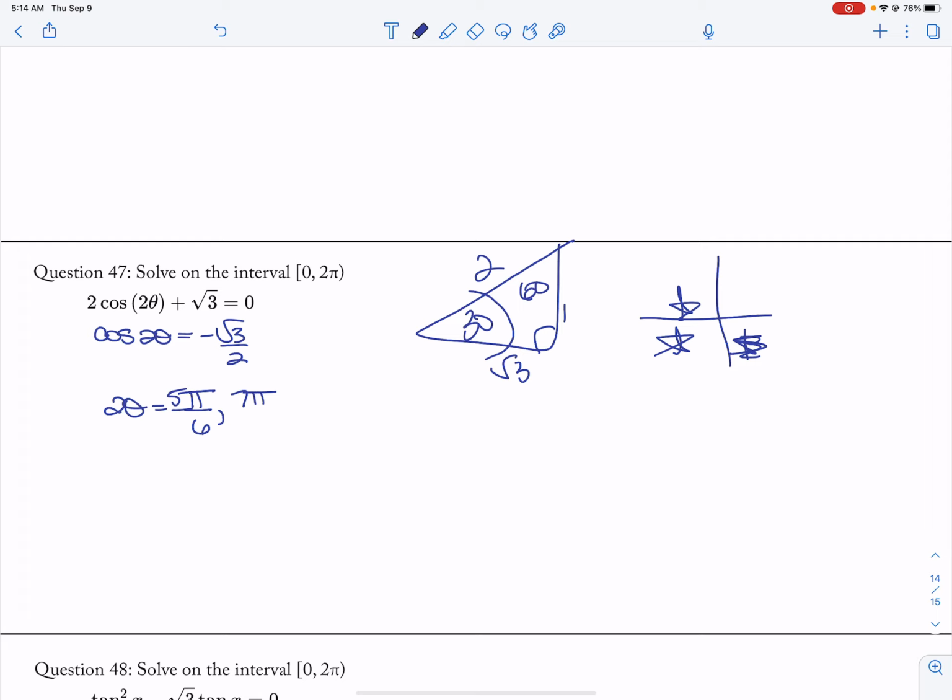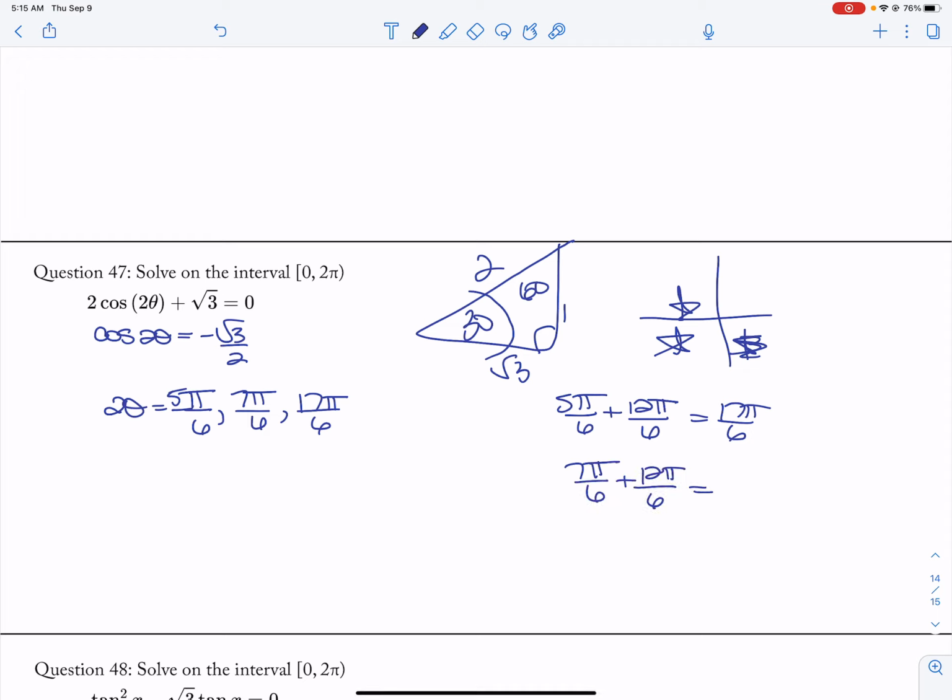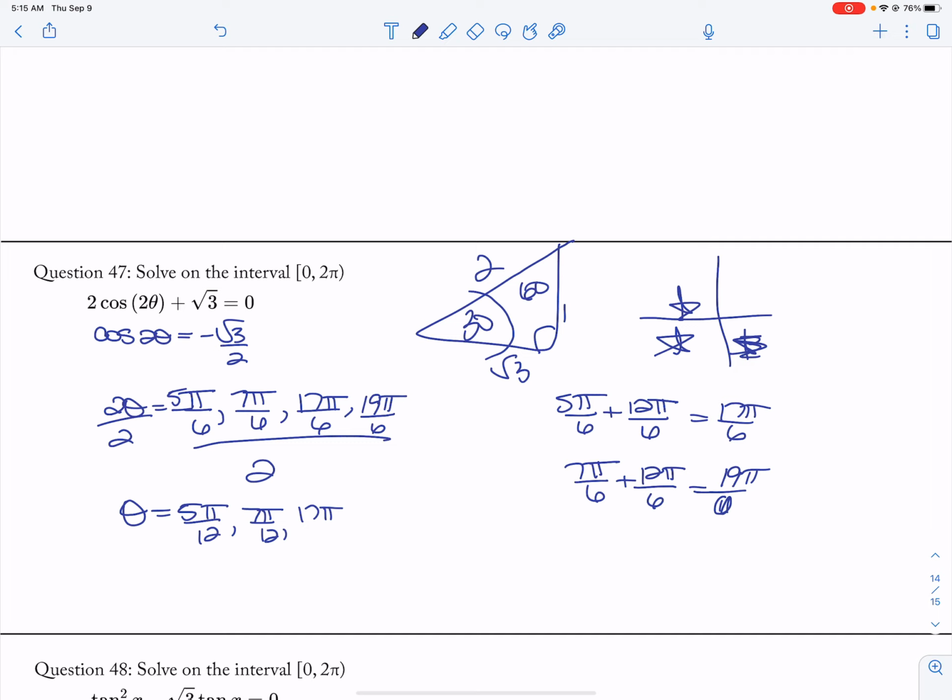7 pi over 6. And then I have to add 2 pi. So 5 pi over 6 plus 12 pi over 6 gives me 17 pi over 6. So I have a 17 pi over 6. And then 7 pi over 6 plus 12 pi over 6 is 19 pi over 6. Divide everybody by 2. So theta is 5 pi over 12, 7 pi over 12, 17 pi over 12, and 19 pi over 12.